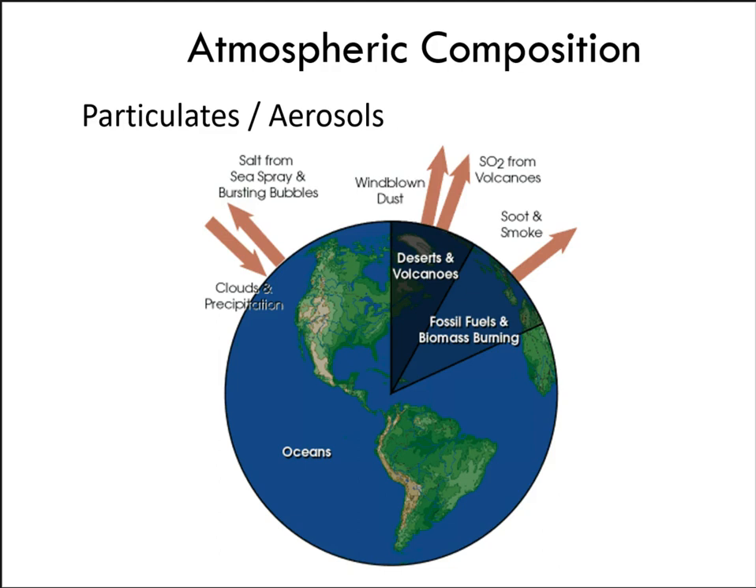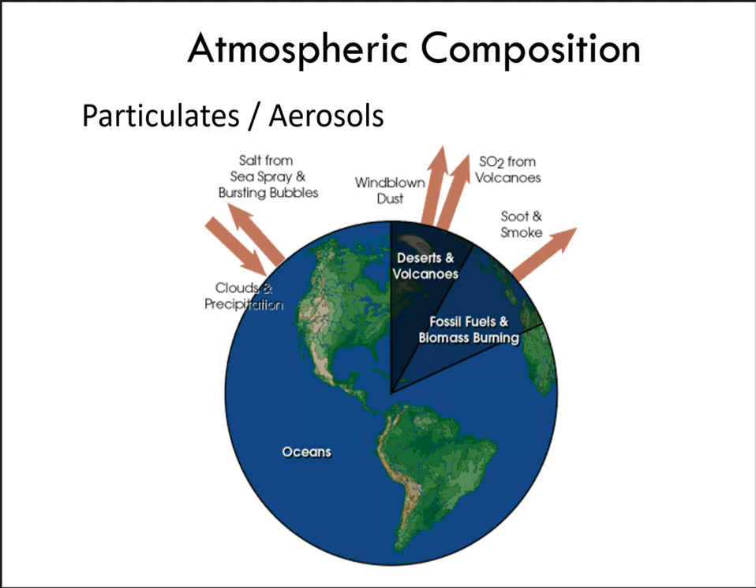So the final part of the atmospheric composition that we'll be talking about are particulates and aerosols. The solid and liquid particles that are found in the atmosphere are collectively called particulates or aerosols. Particulates and aerosols play several important roles in atmospheric processes. Particulate matter includes such things as dust, dirt, soot, smoke, and tiny particles of pollutants.